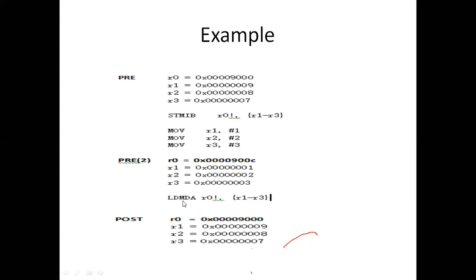And here is one more instruction, that is LDMDA, a load multiple decrement after, beginning at an address R0 into a register range called R1 to R3. Look at this one. After successful execution of this one, we are rolling it back. Initially, R1 was 1, R2 was 2, and R3 was 3. After execution of this one, we are rolling it back. R0 is having 9000, R1 9, R2 8, and R3 7.